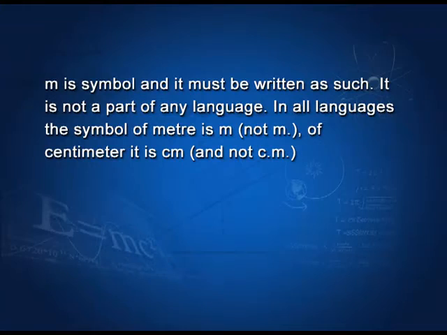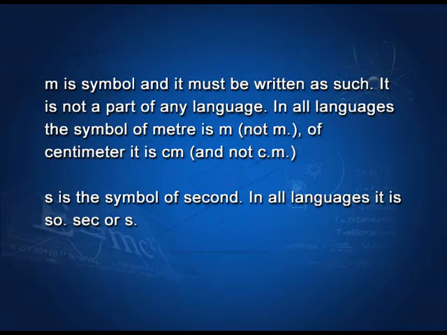That is not acceptable. For scientific purposes, the distance must be expressed in m. In fact, in all languages the symbol of meter is m, not even m dot, and the symbol of centimeter is cm and not c dot m dot. Similarly, small s is the symbol of second. In all languages it is so. sec or s dot are wrong, they are not acceptable.